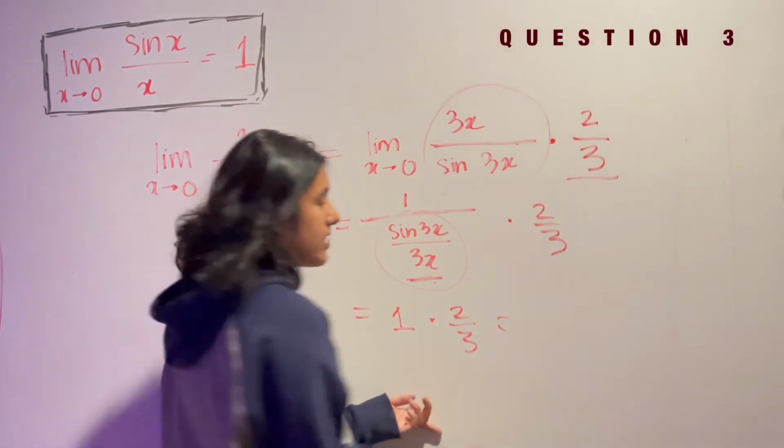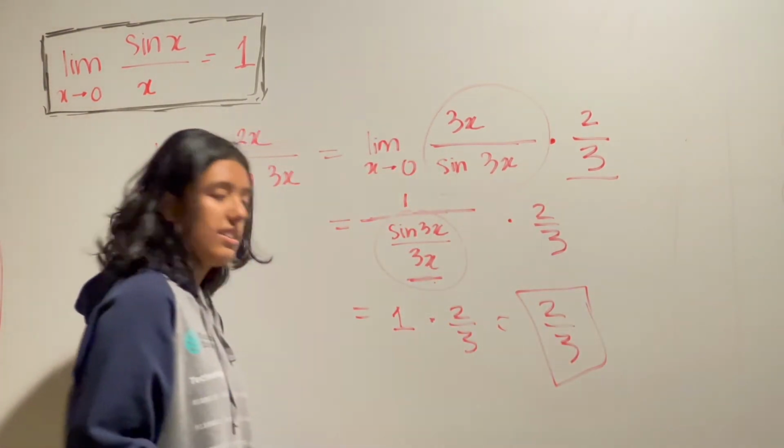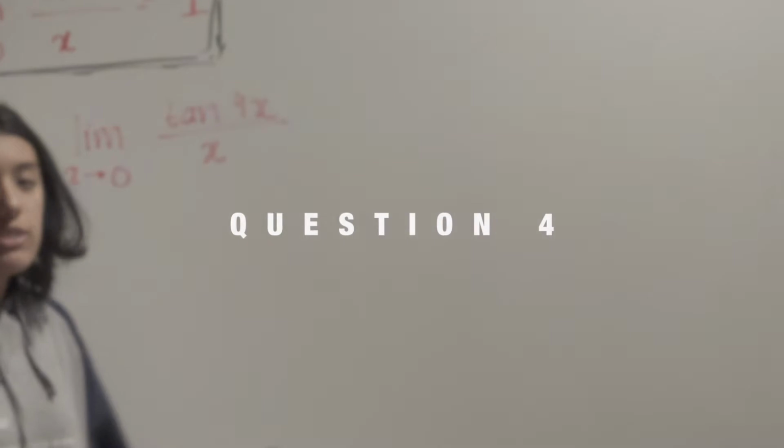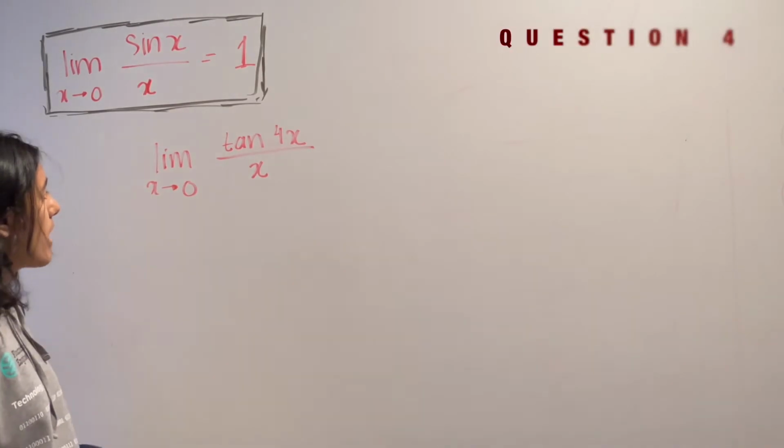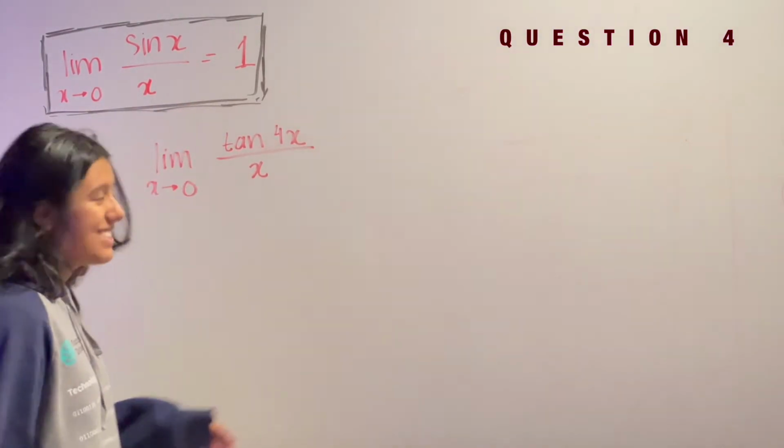1 times 2/3 is simply 2/3. And that is our final answer. So our next problem is involving tan. The limit as x tends to 0 of tan 4x over x. So we can still apply this formula.